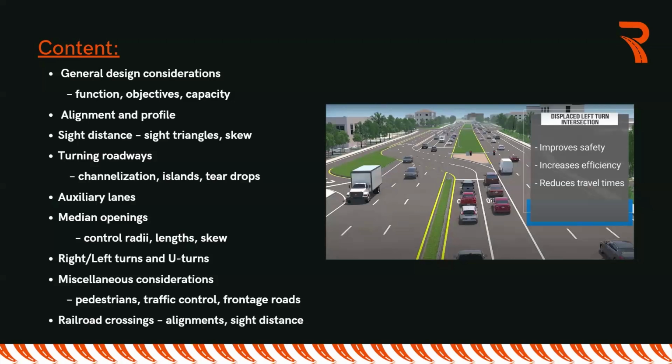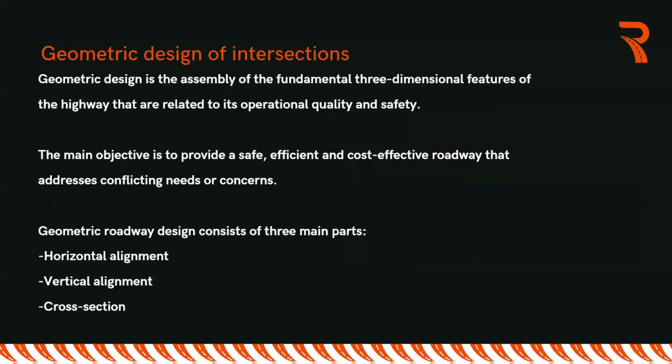And then, of course, this is fundamental, but I've called it miscellaneous consideration, which encounters pedestrians crossing and traffic control. This is where we talk about whether this is a signalized or unsignalized intersection. And then, of course, the frontage roads that we have. We are not going to talk about rail crossings in this presentation, but we're going to cover it in presentation number 2. And then let us just get into it.